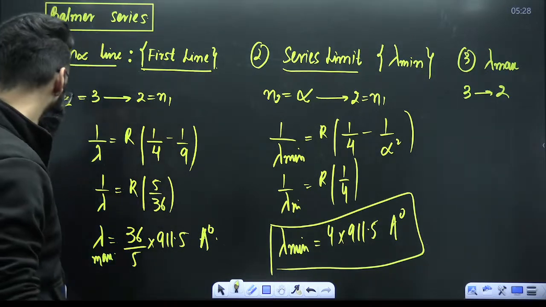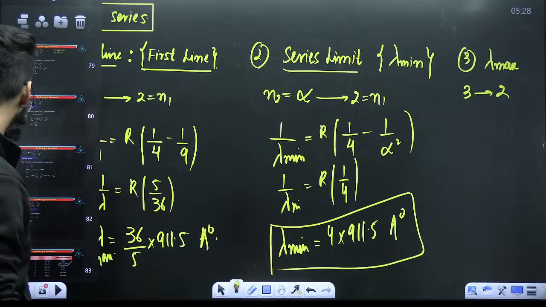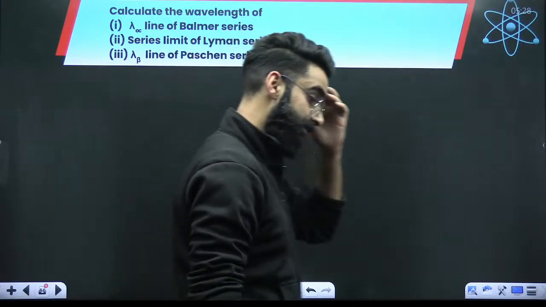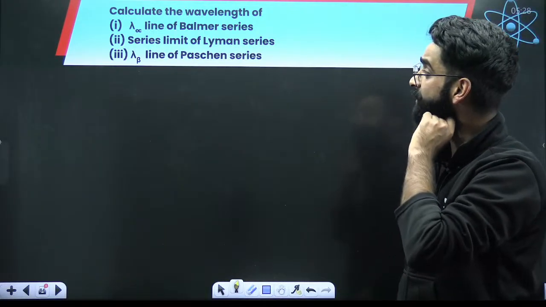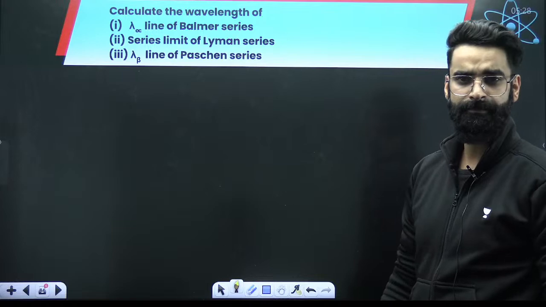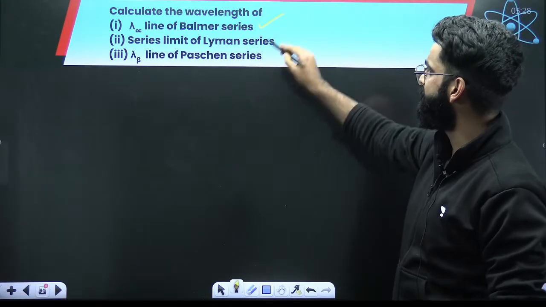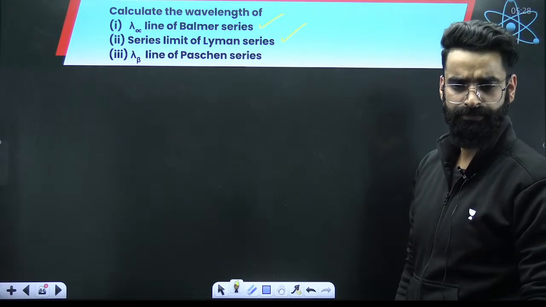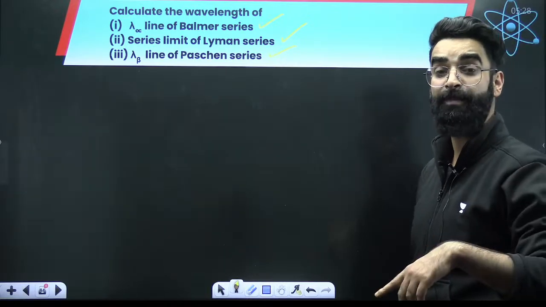Clear, guys? So I hope these sort of questions you can easily solve from now onwards. Perfect. Look at the first question. Can you solve this question? Calculate the wavelength of H alpha line of Balmer series. We have done this question. We have calculated this wavelength. Series limit in Lyman series, we have solved this question too. The third one, H beta line of Paschen.